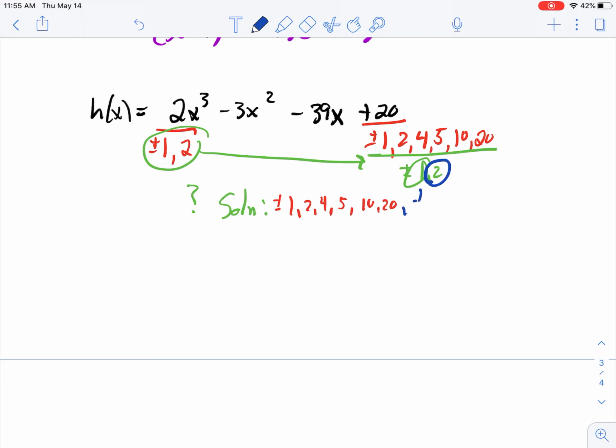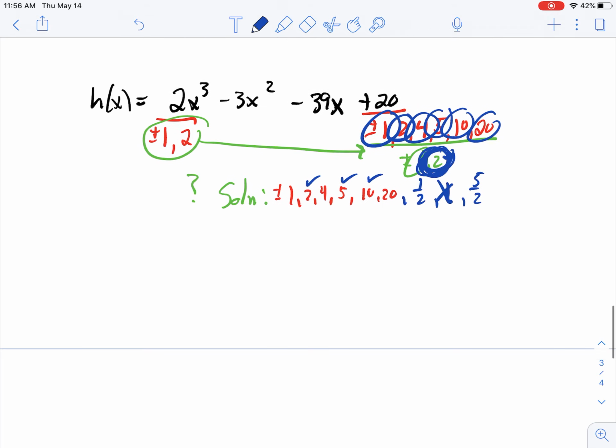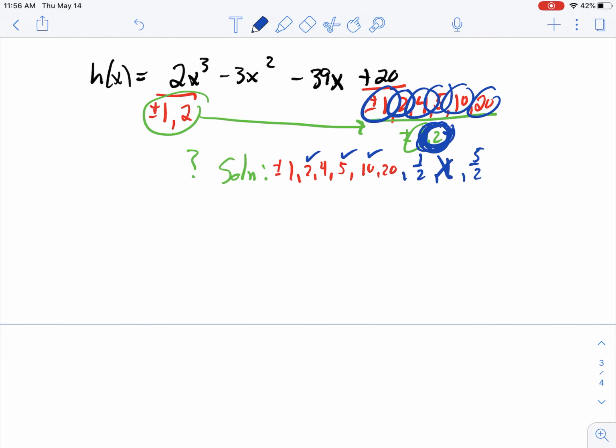But now, dividing by 2 here, I'd have 1/2, 1 divided by 2. Then 2 divided by 2 is 1, but I already have that one. So 4 divided by 2 is 2, I have that one right there. 5 divided by 2, that's 5/2. 10 divided by 2 is 5, well, I got that one. And 20 divided by 2 is 10, and I have that one. So basically, I just picked up 2 more of the fractions there.